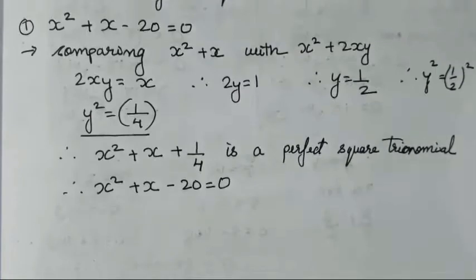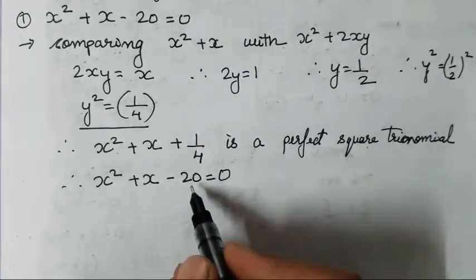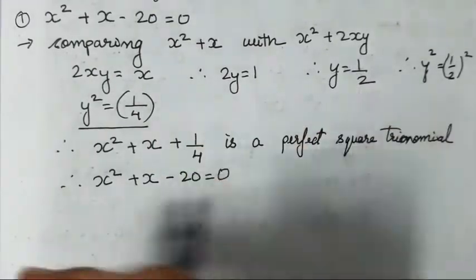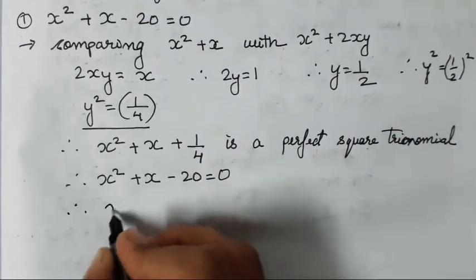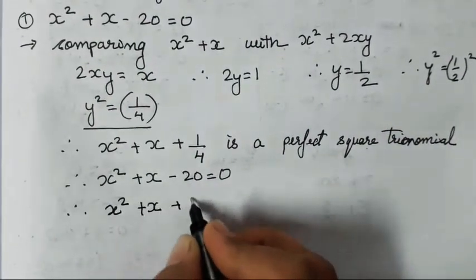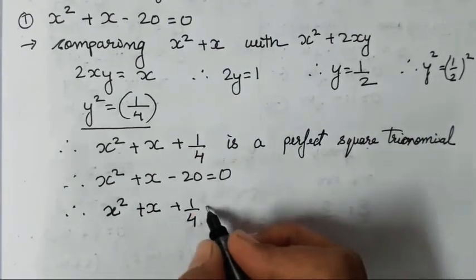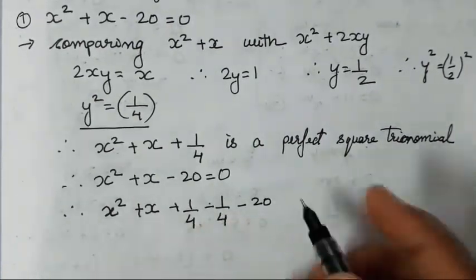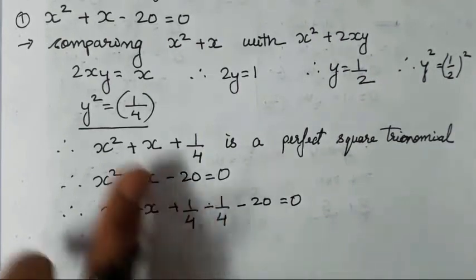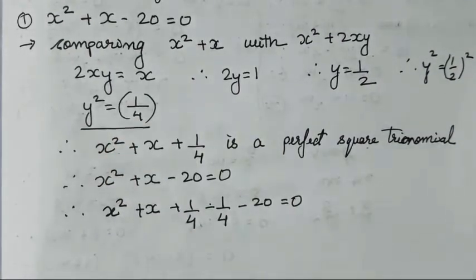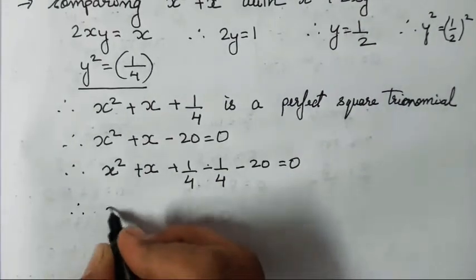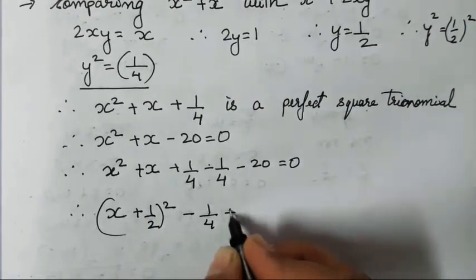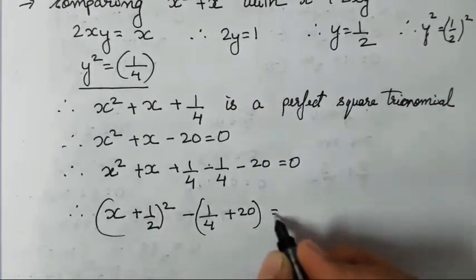Again you all have to take the equation and before the 20, you have to write 1 upon 4. You have to mix this equation in such a way that you will be getting x square plus x plus 1 upon 4. So you take plus and minus 1 upon 4 minus 20. Once you add it, once you subtract it, is equal to 0. When you get the value of y, you have to substitute it over here. Now, therefore, x plus 1 upon 2 whole square minus 1 upon 4 plus 20 is equal to 0.